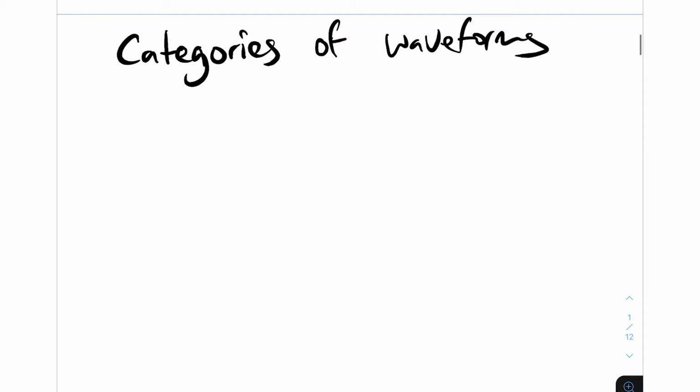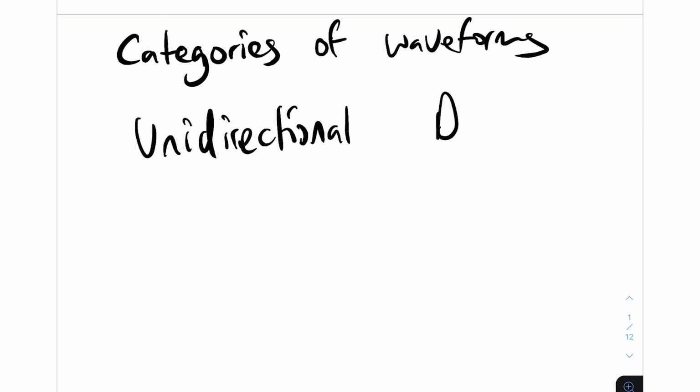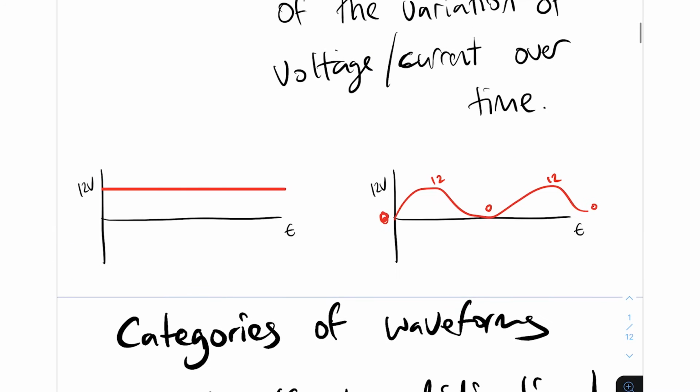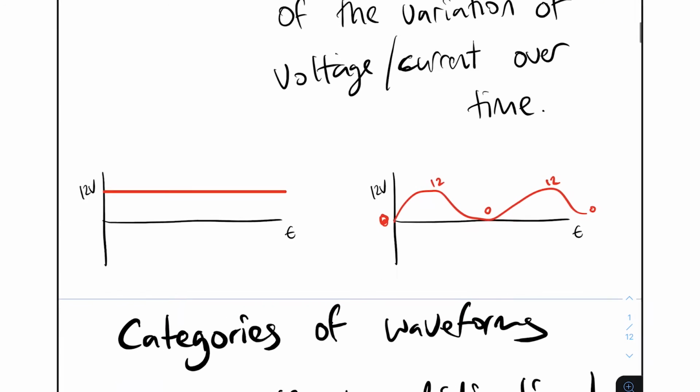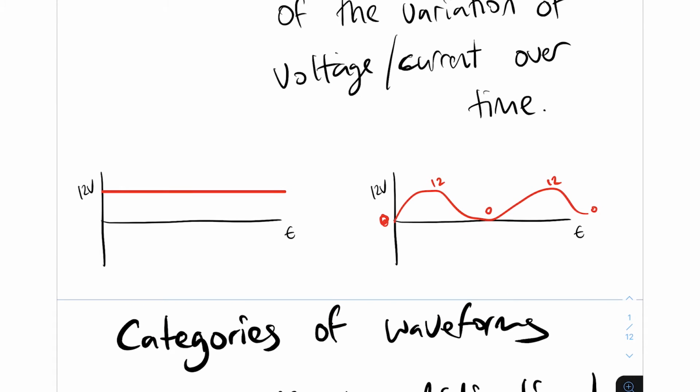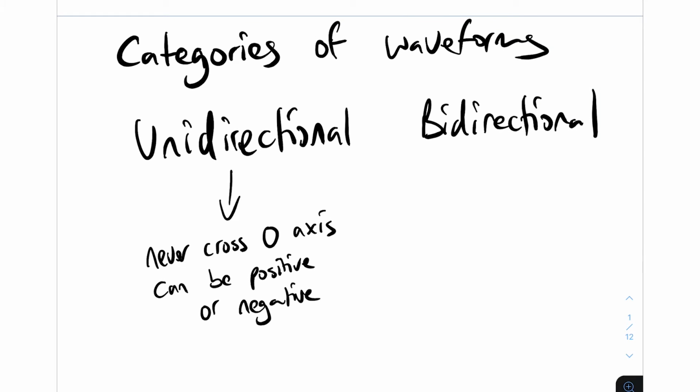All right, so in terms of the waveform categories, we've got two types of waveforms. We've got unidirectional waveforms, and we've got bidirectional waveforms. Unidirectional waveforms flow in one direction. They can be positive or negative, but they never go across the zero axis point. It stays either above or below. So these two waveforms that I mentioned here, they're both unidirectional waveforms. They don't go below the zero axis, they both stay above it. So with unidirectional waveforms, they never cross the zero axis, and they can be positive or negative.